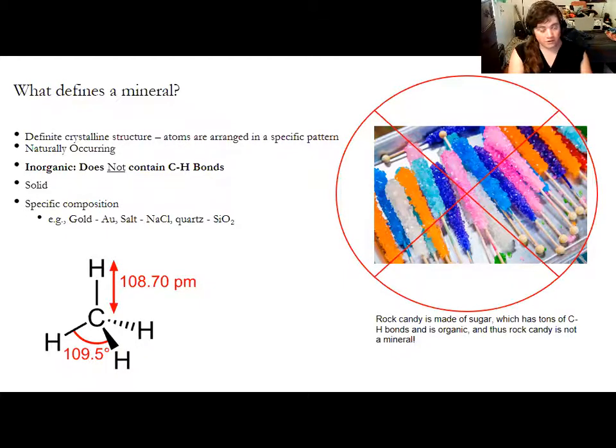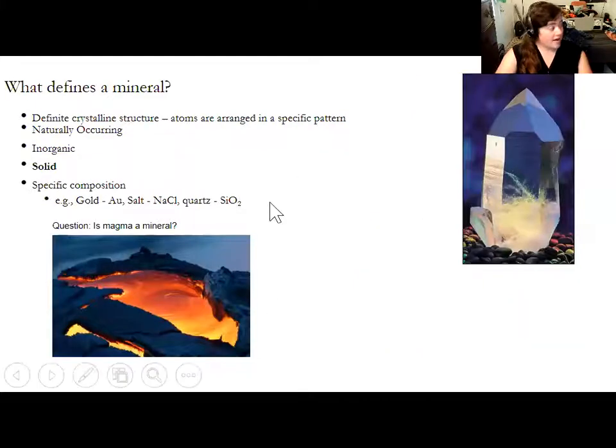So a mineral has to have a crystal, it has to be naturally occurring, it has to be inorganic, and it has to be a solid. And the main point of confusion that comes up here is that people are often uncertain as to whether magma is a mineral, because rock, which contains mineral, comes from magma.